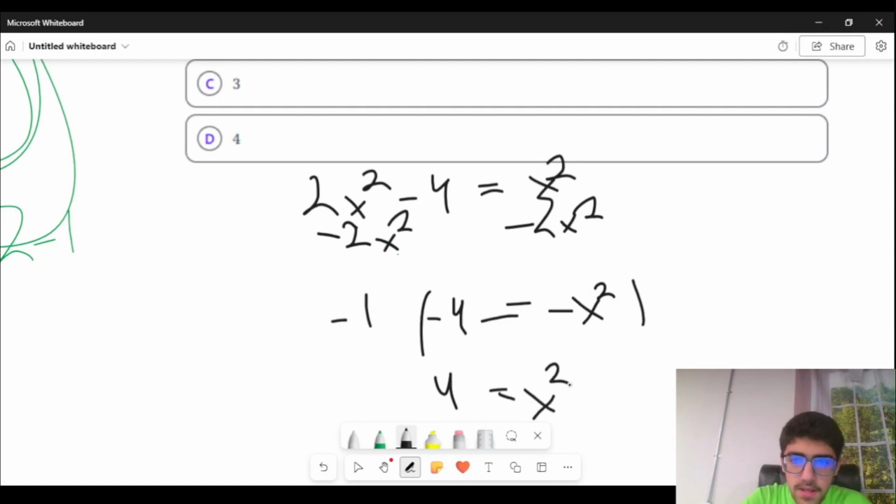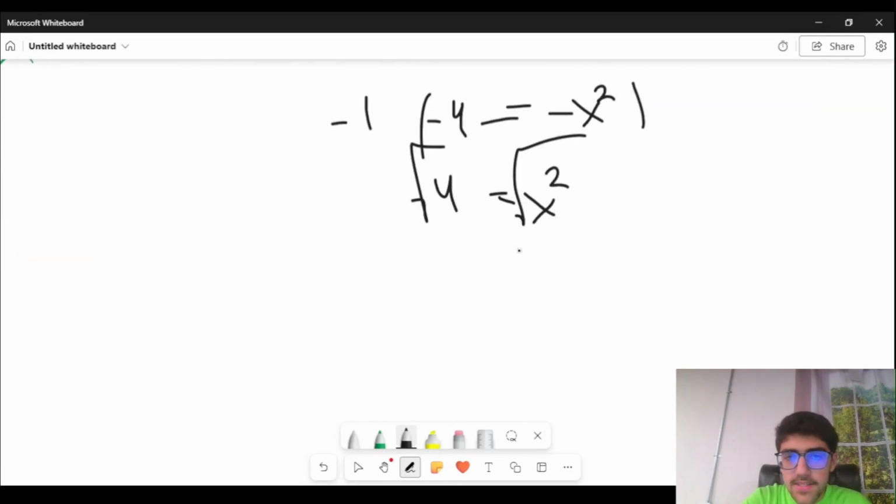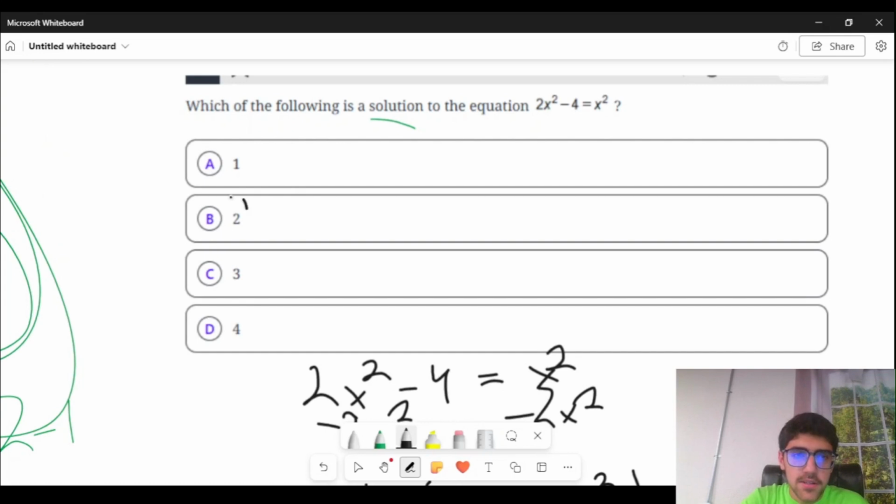Then when you take the square root of this, you need to also realize that x can equal 2, and x can also be negative 2, because negative 2 times negative 2 is also 4. So x equals 2, x equals negative 2. Let's see if one of these is an option. And for this one, the answer is 2. And that's it.